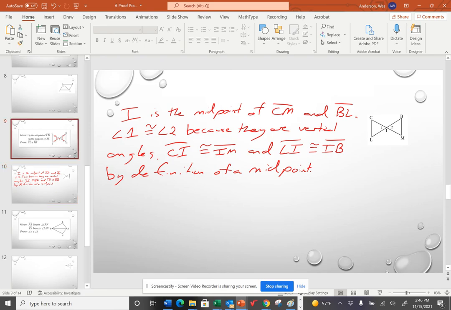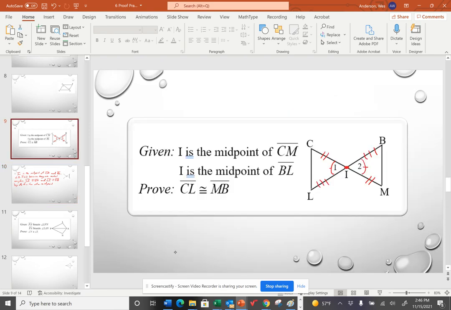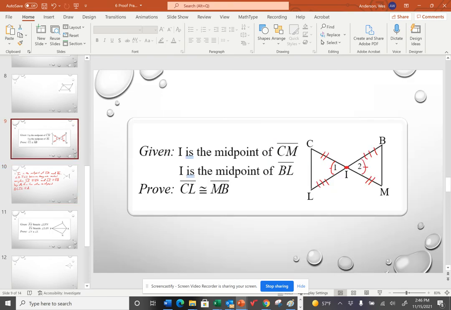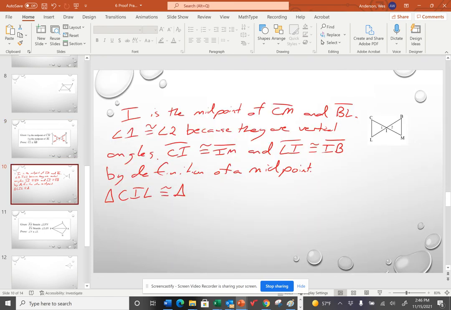Now let's go back to our triangle. Hopefully you can see now that these two triangles are congruent by side angle side. So we'll write that in. I'm going to say triangle CIL is congruent to triangle MIB by side angle side.